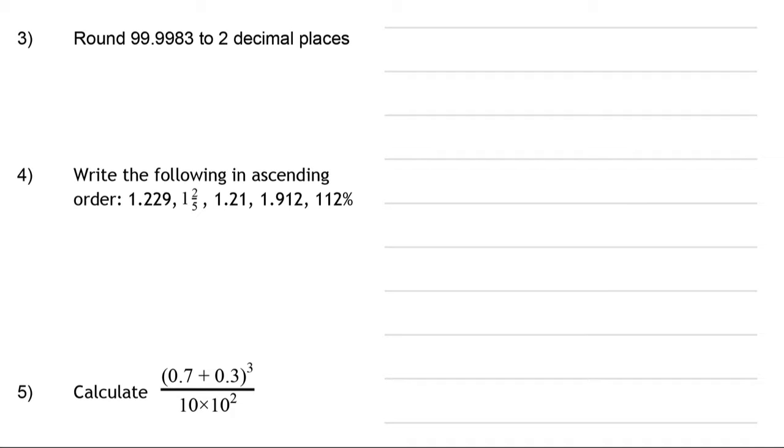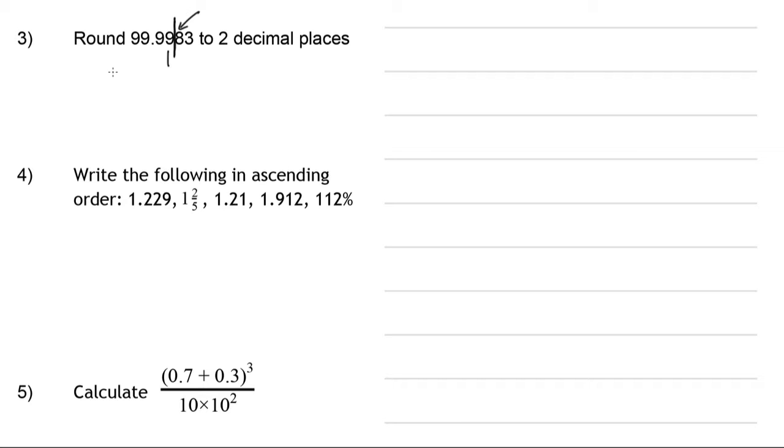On to question 3, and we need to round 99.9983 to 2 decimal places. Well, the first thing we need to look at is where's that second decimal place? Well, we've got 2 digits here, so we need to have our line here. We then need to look at this digit and consider, is it 5 or more? Well, yes it is. So that means we have to add 1 to this left-hand side.